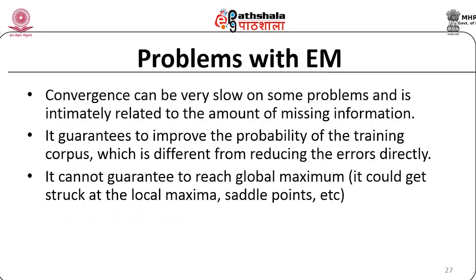It cannot guarantee to reach a global maximum. Sometimes you may get stuck with local maxima or saddle points, and the initial values are very important. If you give initial values wrong or random, then the convergence can be really slow.